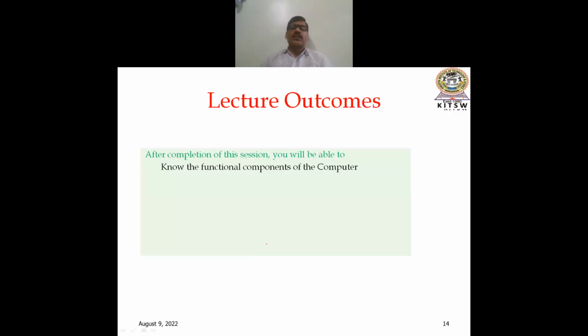So these are the different functional units of a computer. This is the outcome of today's lecture. After completion of today's session, you must be able to know what the different functional components of a computer are.